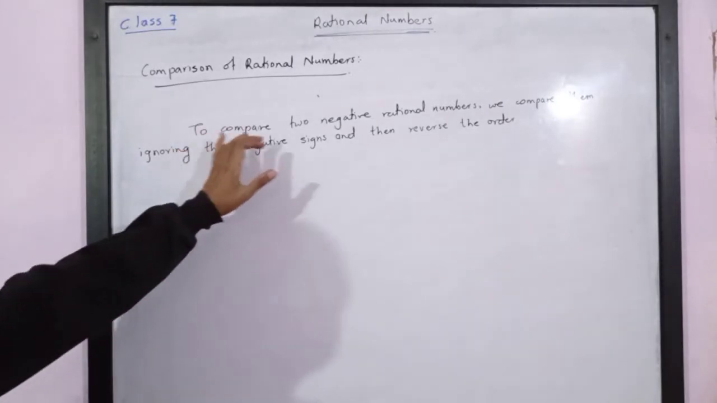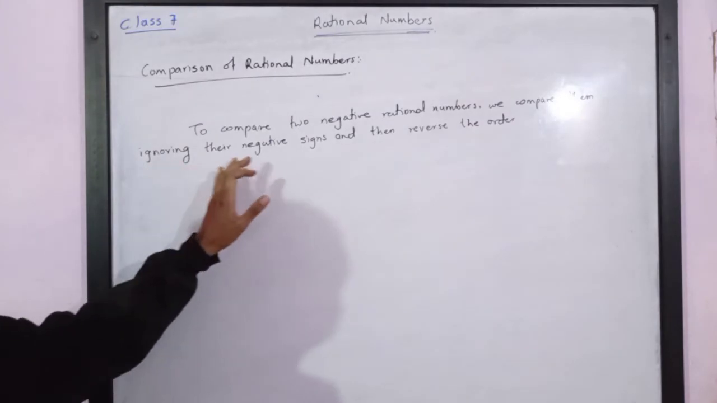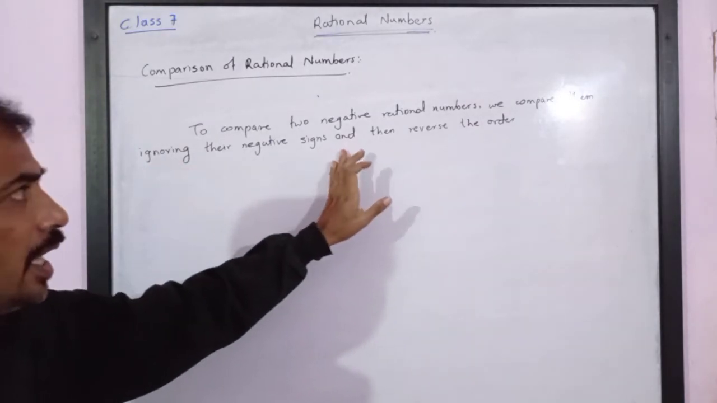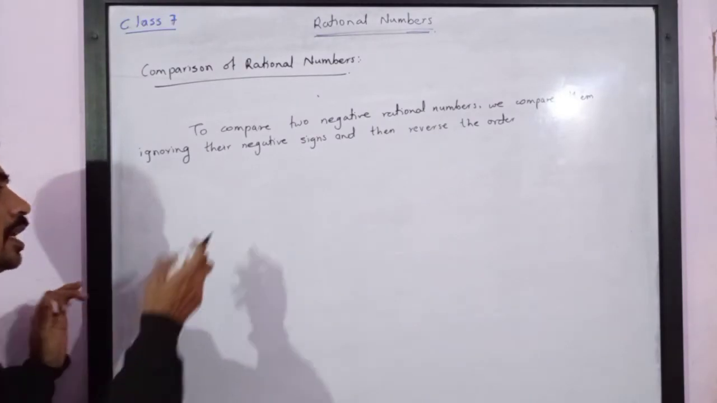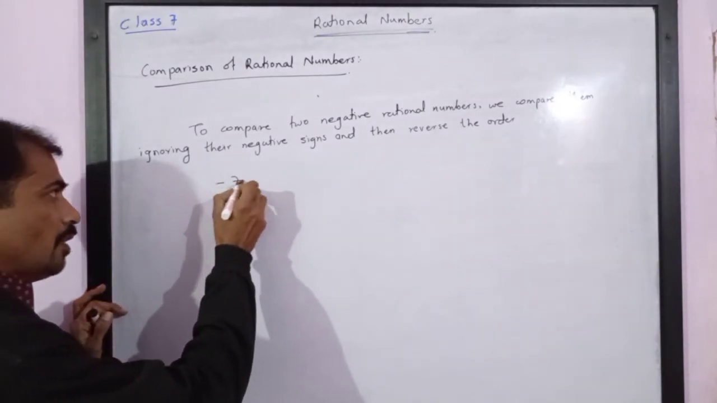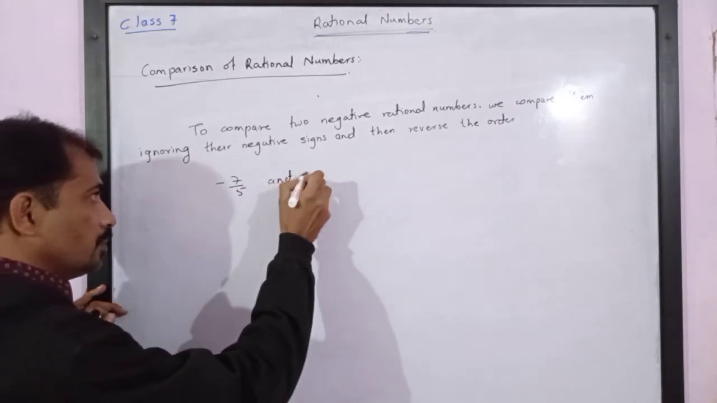Thus, to compare two negative rational numbers, we first compare them ignoring their negative signs and then reverse the order. Let us see, if there is a comparison between negative 7 upon 5 and negative 5 upon 3.